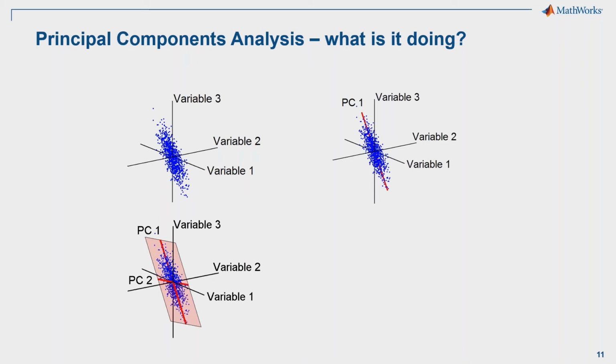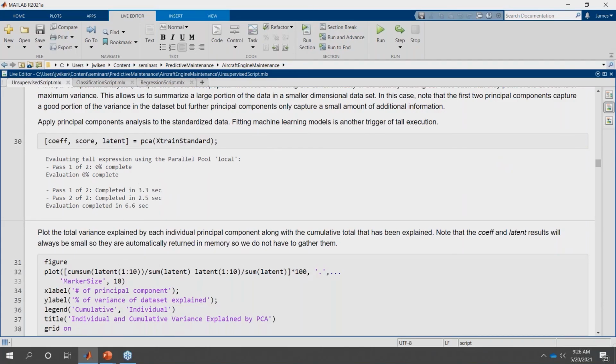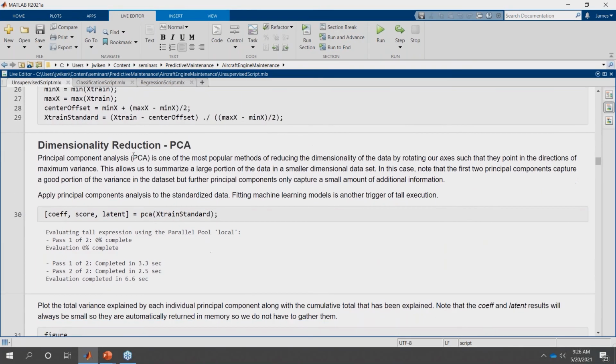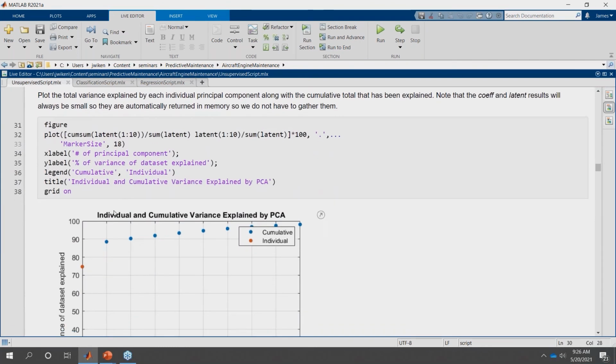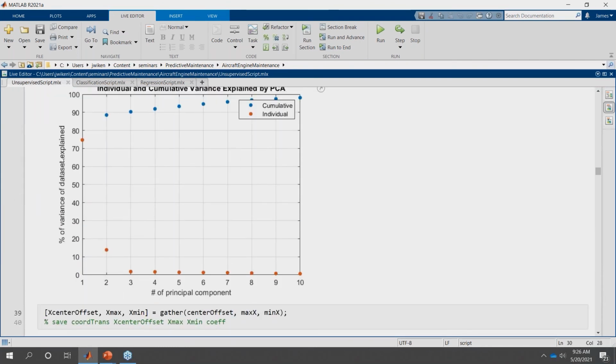We'll see that in practice in a second here. All right, so we'll do principal component analysis by calling this PCA function. And then we can take a look at this visualization here.